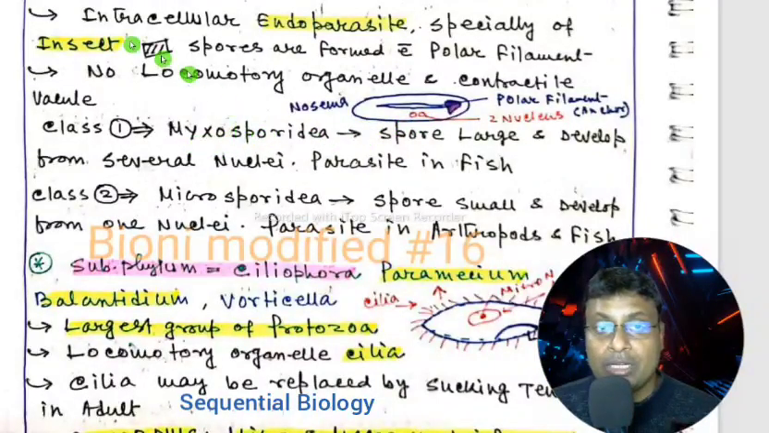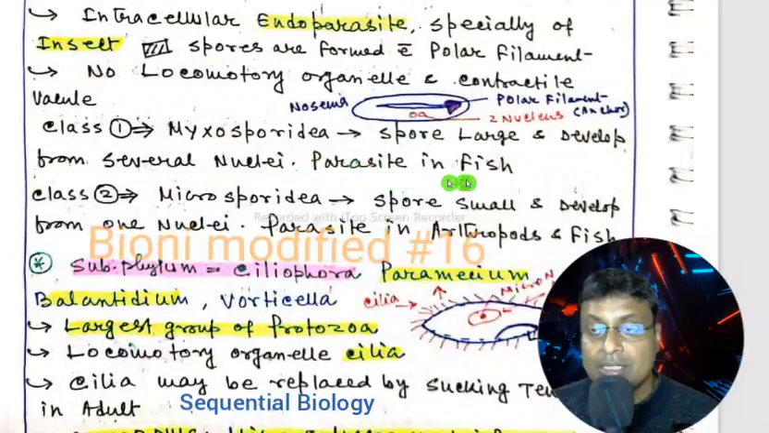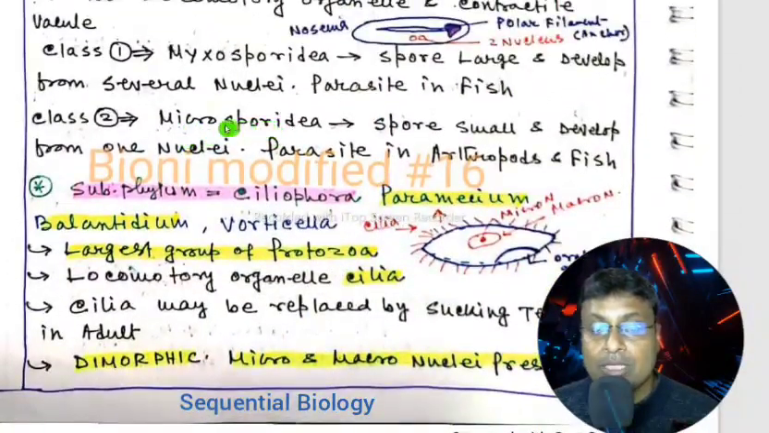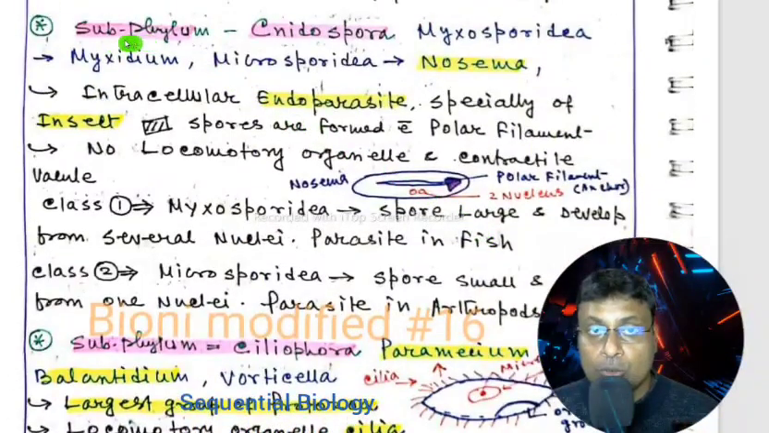And the Myxosporidia, it has two classes. The Myxosporidia spores are large and develop from several nuclei, and usually the members of this Myxosporidia are present in fish. They are actually parasites in fish. And class 2 is Microsporidia, and their spores are small. Micro means small. They synthesize small spores that develop from one nucleus, a single nucleus, and are parasites in arthropods and fish. So the subphylum Nidospora has two important classes, the Myxosporidia and the Microsporidia.